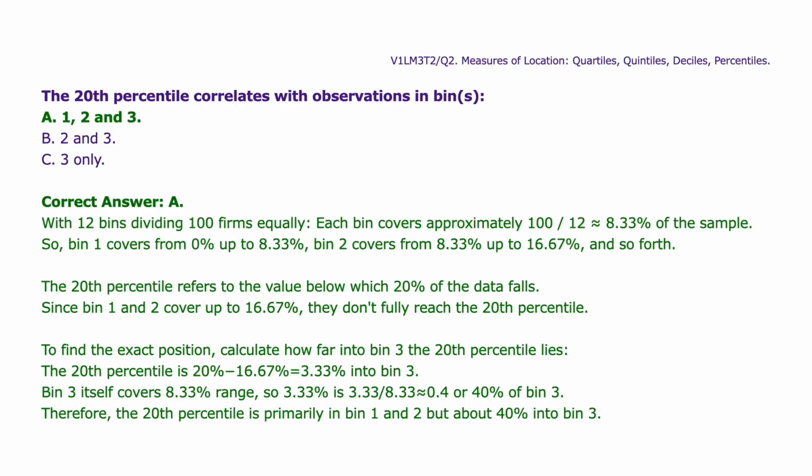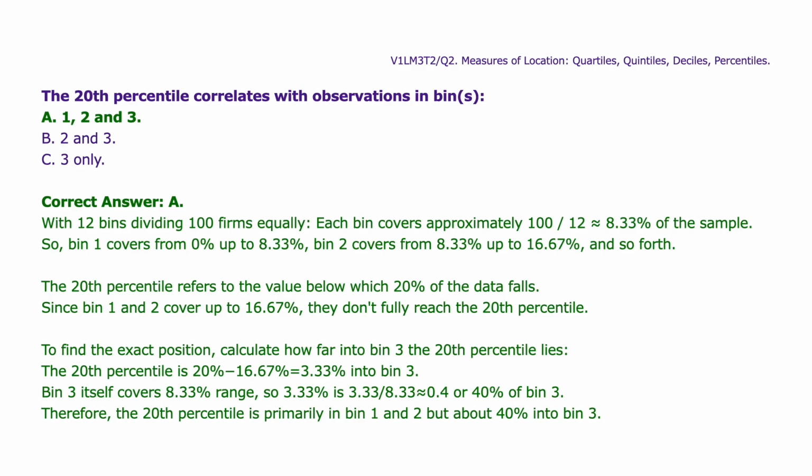The 20th percentile equals the value below which 20% of observations fall. Look at cumulative percentages. Bin 1 ends at 8.33%. Bin 2 ends at 16.67%. Bin 3 ends at 25%.